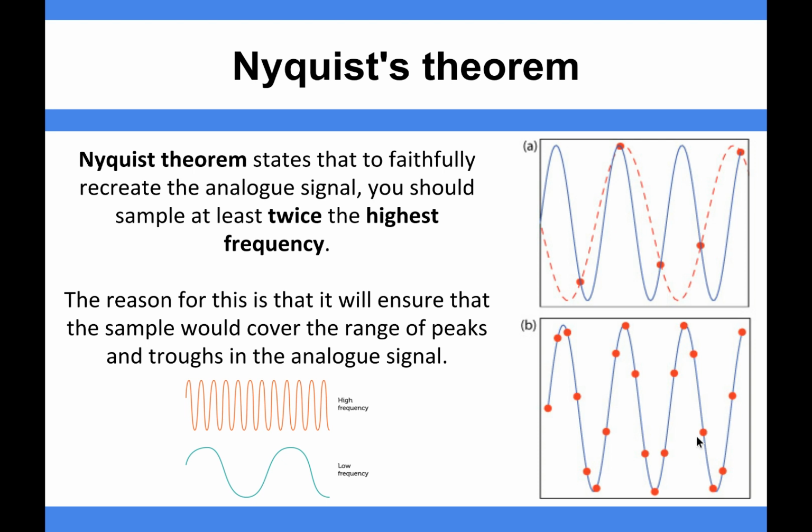So the key thing to remember is just the bit in bold, that Nyquist's theorem is just stating that you should sample at least twice the highest frequency, and the reason being is to try and ensure you pick up the peaks and the troughs of the analog signal.